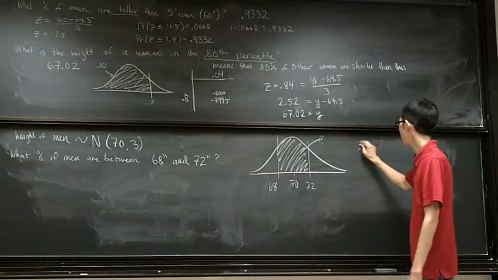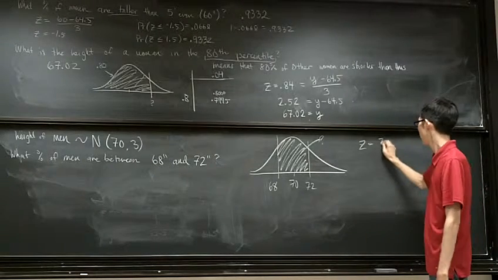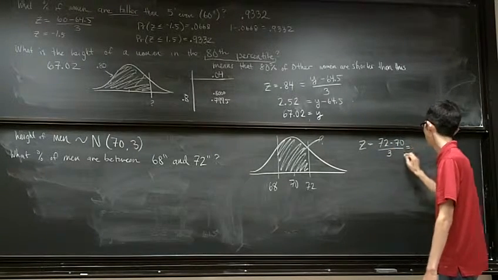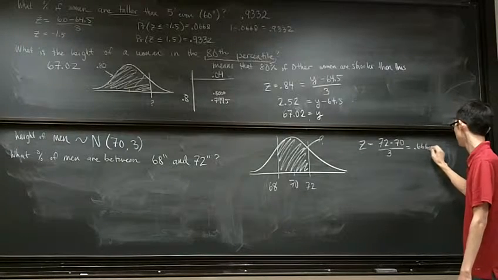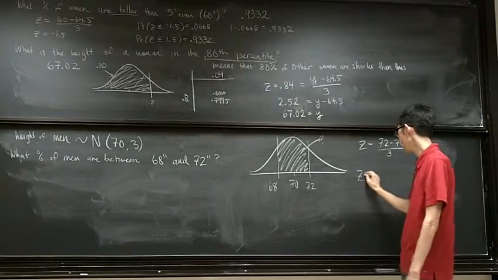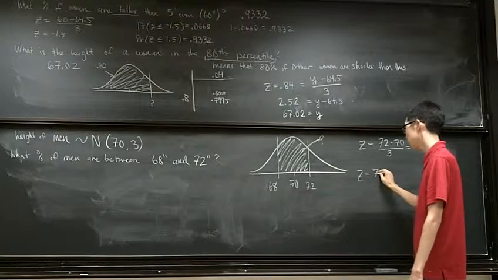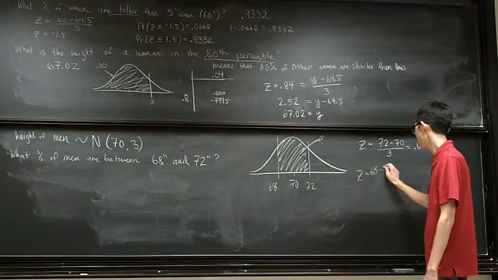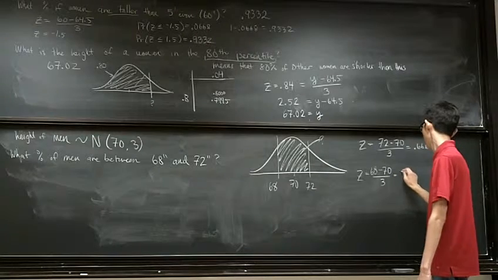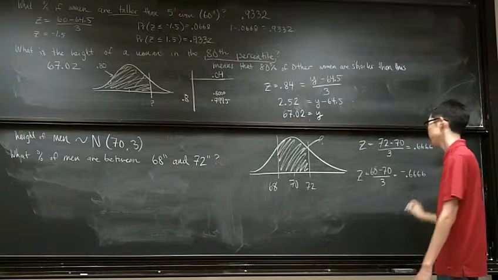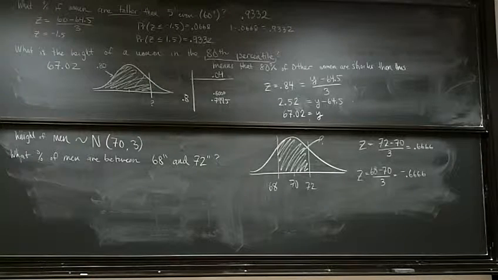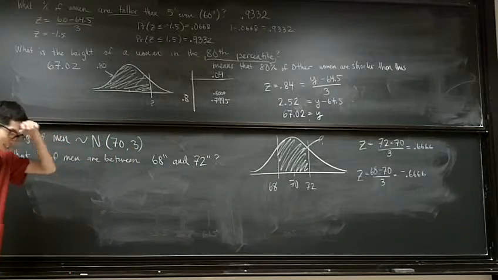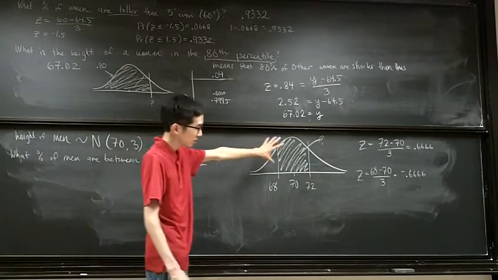Okay. So I have a pair of z-scores to figure out. I'm going to look up 72 minus 70 over 3, and I get a z-score of 0.6666. And do the same on the lower side, which is 68. Okay. Because of my poor choice of numbers, they end up being negatives of each other. But this doesn't always have to be. Okay. How do I get the area in this middle here?